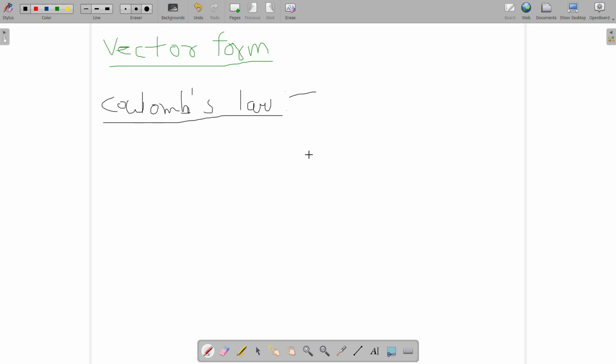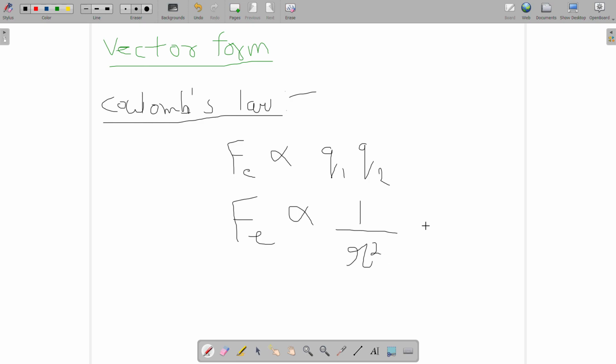So it states that the force between charges, electrostatic force rather, is directly proportional to the product of charges, and it is inversely proportional to the square of the distance between them. So it's exactly similar to what we see in the gravitational law. So what do we get here? Fe equal to a proportionality constant times Q1 Q2 divided by R square.